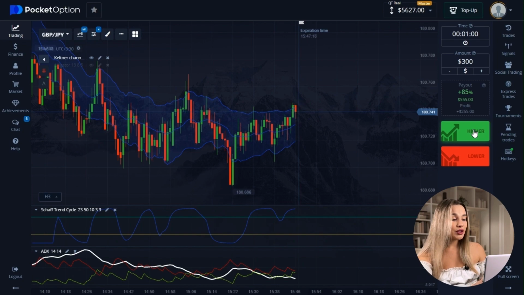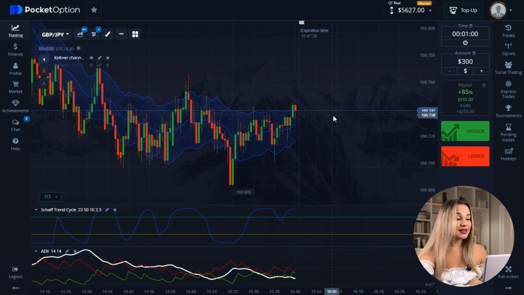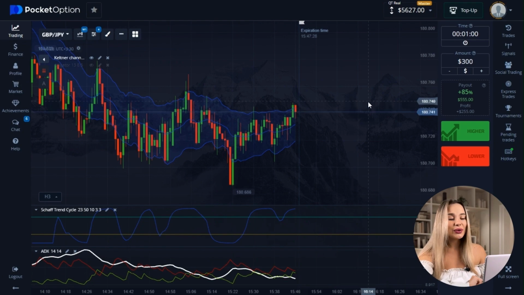And meanwhile, we just made $255 with its help. And the main goal of the Schaff trend cycle is to merge the benefits of stochastic and MACD. Interestingly, Schaff created it back in the 90s, but only introduced it in 2008. Hence, many traders are unaware of this powerful indicator.